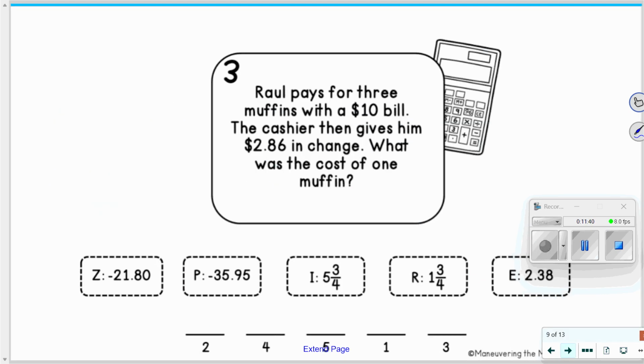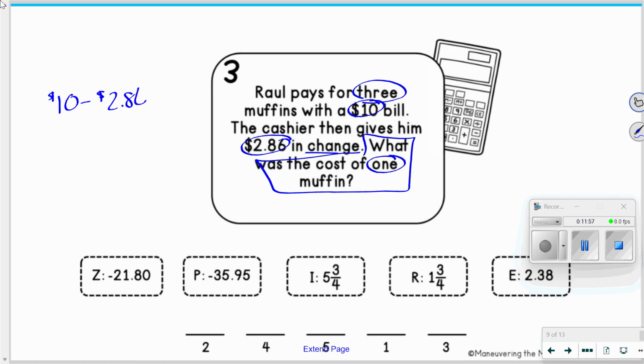Going into the next one, Rob pays for 3 muffins with a $10 bill. The cashier gives him $2.86 in change. What was the cost of 1 muffin? So, first thing I have to do is figure out how much it cost. So I take the $10 bill and I subtract the $2.86 he got in change to see what it costs.